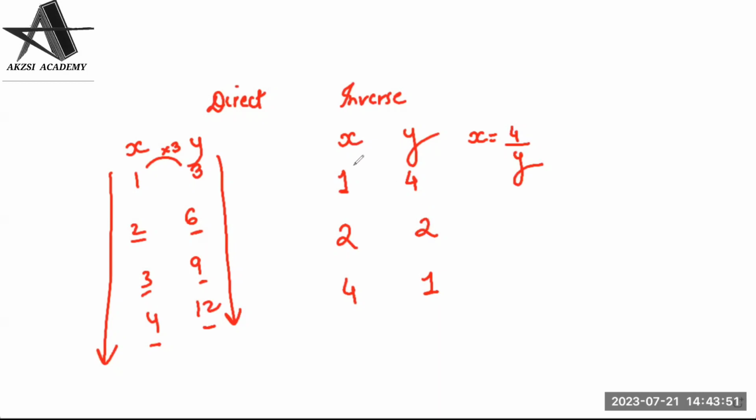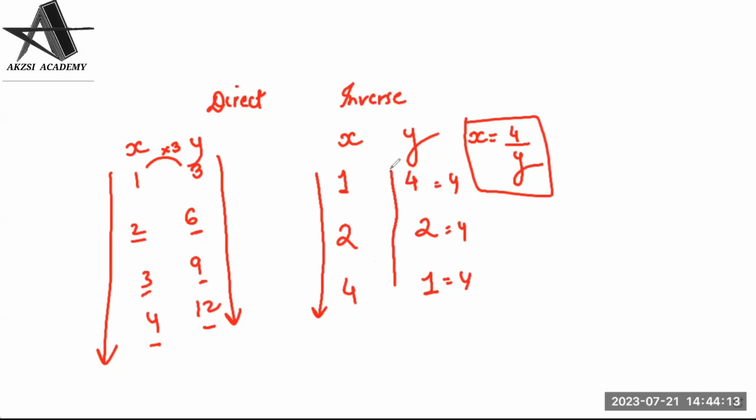What's happening is when I multiply these two together, I'm getting 4. 4 times 1 is 4. 2 times 2 is 4. 4 times 1 is 4. This kind of relationship they are sharing. You can also clearly see that x is increasing from 1 to 4, but y has decreased from 4 to 1. So this kind of proportion is called inverse proportion. This is the basics of what exactly these proportions are. Now let me see how exactly we can solve it.